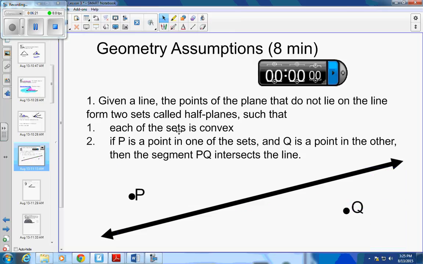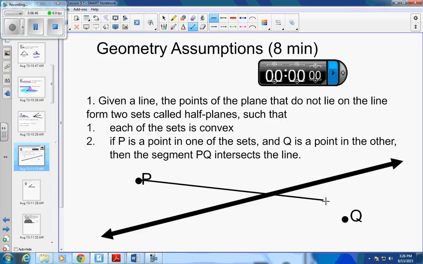Such that each set is convex, so this side over here is on one side of the line, so we've got nothing greater than 180 degrees. If P is a point on one of these sets, and Q is the point over here, then if we connect P and Q with a segment, it has to cross the original line we have drawn. That's all we're saying here for this assumption.